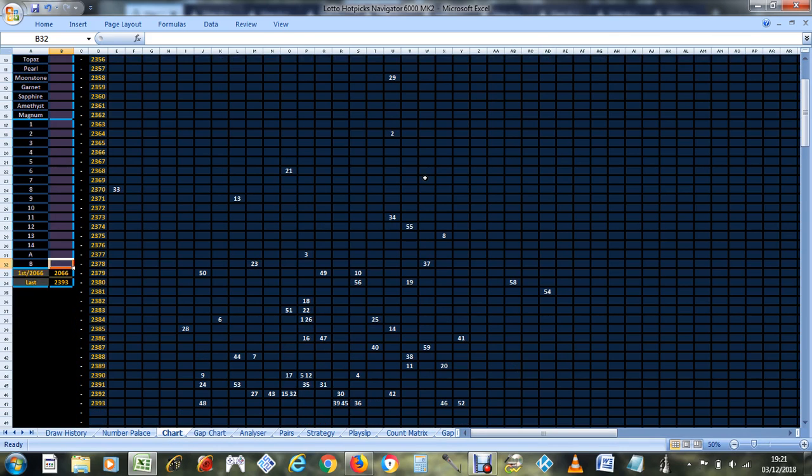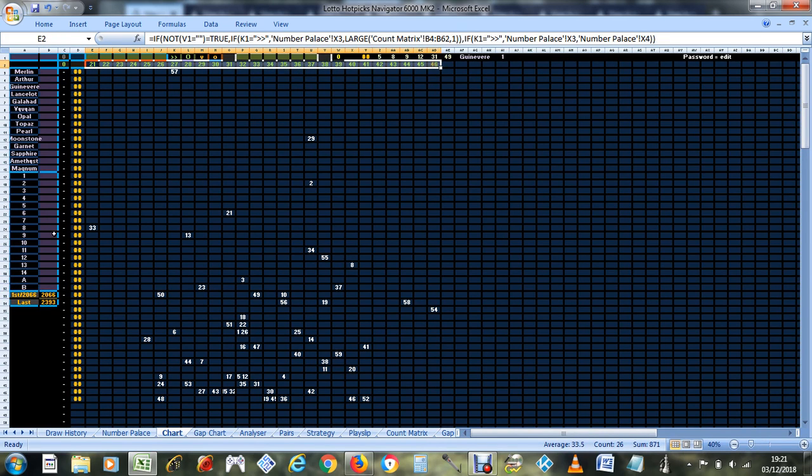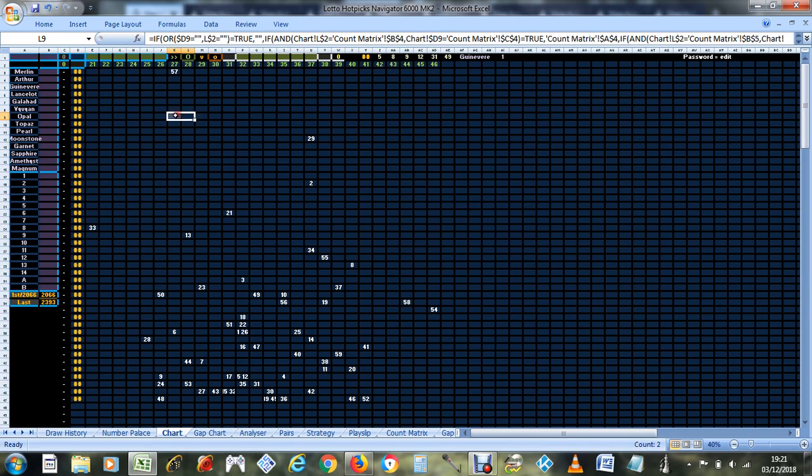So this is the chart for all machines and sets of balls since the numbers went up to 59. So this is how many times each number's occurred. This is what draw it occurred in last. Most recent one at the bottom. And this is what it looked like before these numbers came out in the last draw.